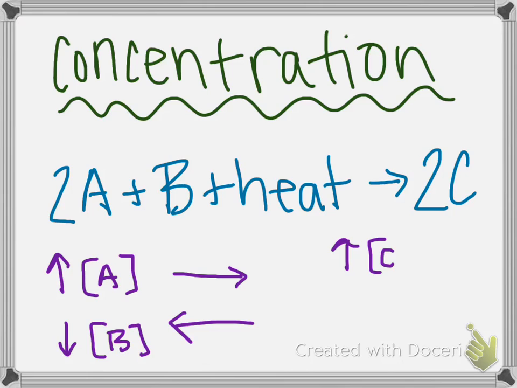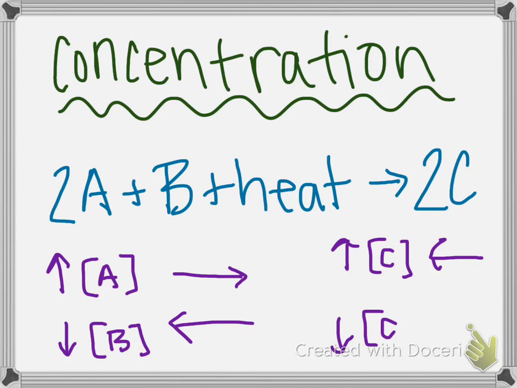If I increase the amount of C, I'll have to get rid of the amount of C that was just increased, so it's going to move in the reverse direction. And then if I decrease C, I would have to move in the direction that would make more of it. So I would be moving in the forward direction.